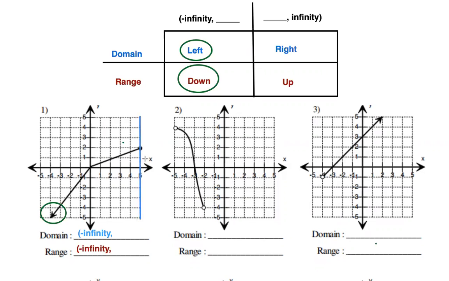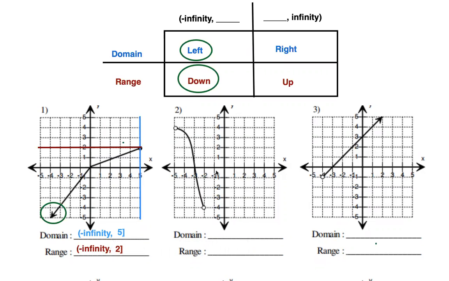It's crossing through a closed circle. So we're going to have a 5, but in a bracket. The top of my graph is going to cross through positive 2. Also closed circle, so also a bracket.